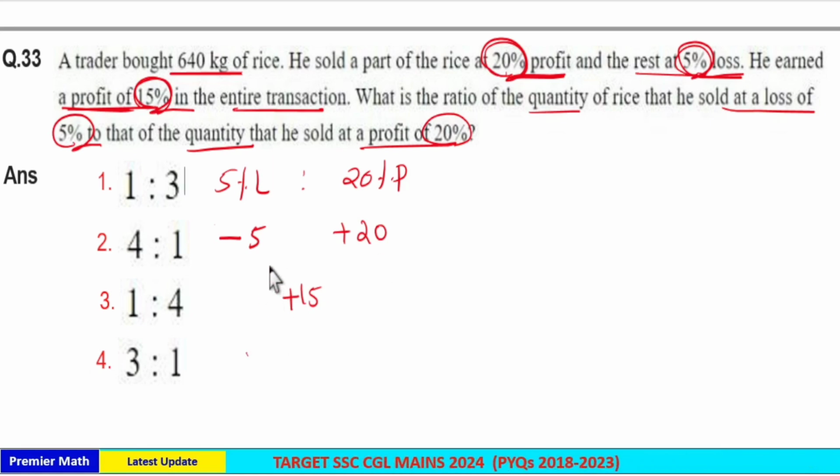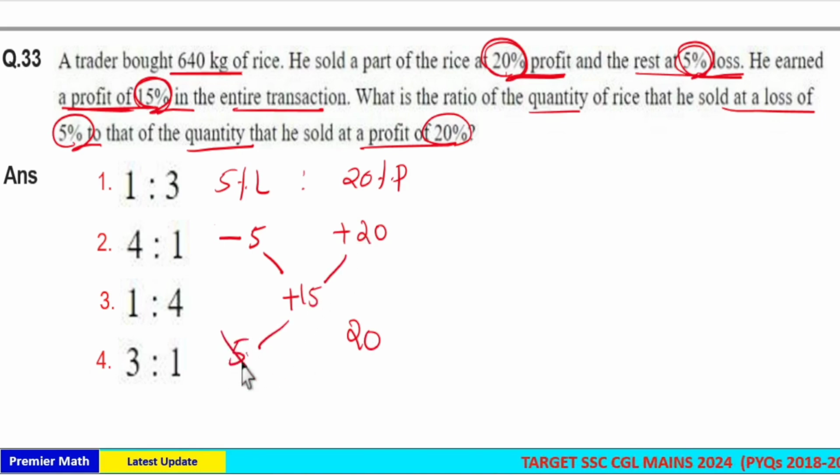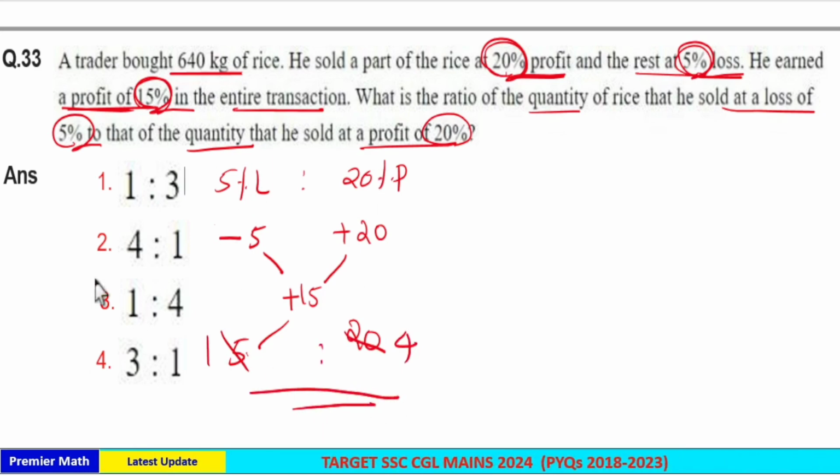Now use allegation. Here the difference between minus 5 and 15: 15 is greater, so 15 minus minus 5 is 20. Now the difference between 15 and 20: 20 is greater, 20 minus 15 will give you 5. So 5 goes 4 times in 20, which means 1:4 is the ratio of 5% loss to 20% profit. Option 3 is your answer.